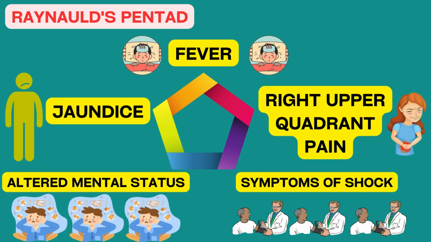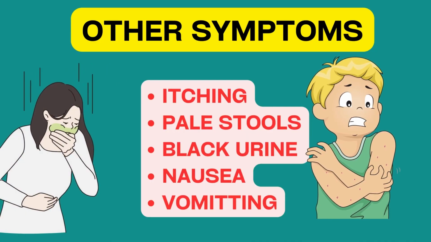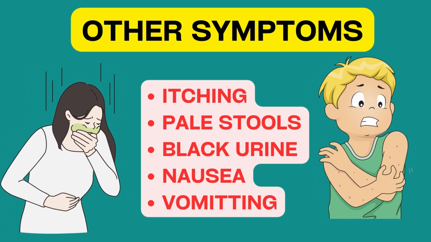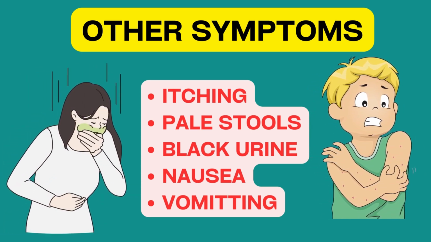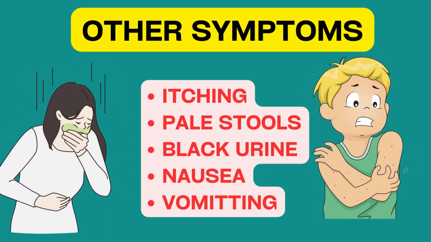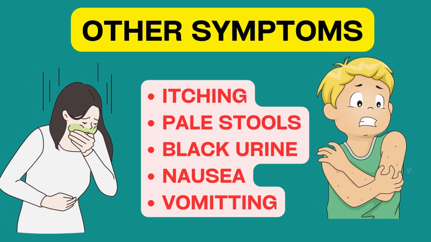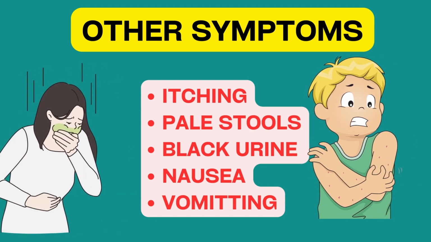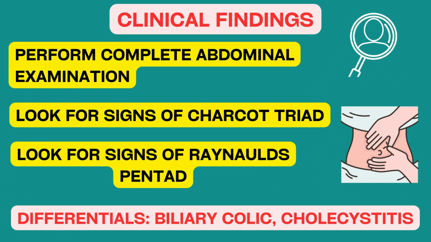Besides these typical symptoms, the patient might have signs of increased bilirubin in the bloodstream like itching, pale feces, dark urine, nausea, and vomiting. Also, it is crucial to inquire about any recent biliary surgeries like ERCP and a history of gallstone disease. When performing the clinical examination, you need to do a complete abdominal examination.